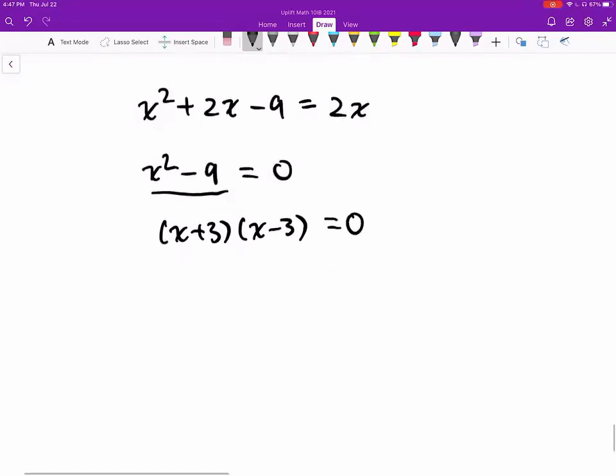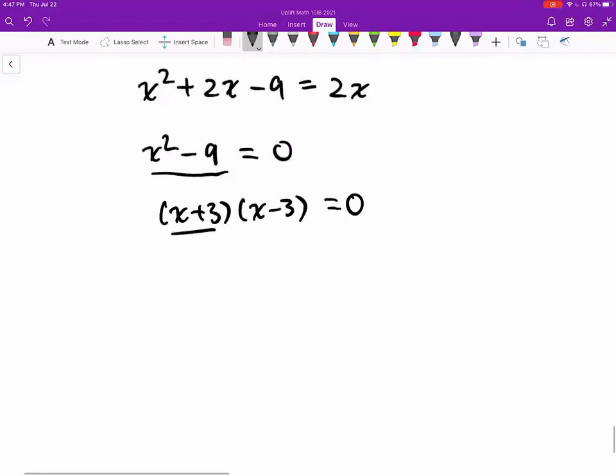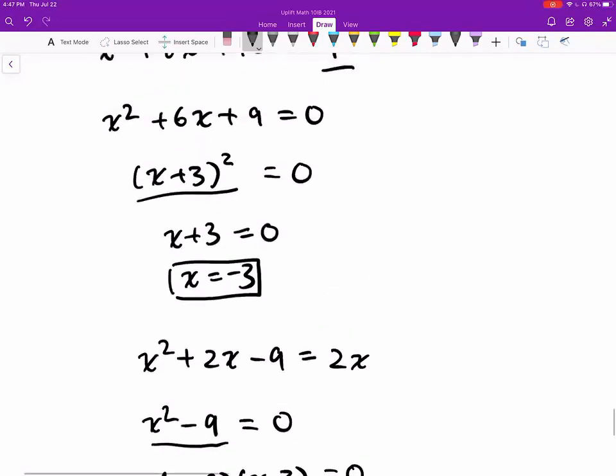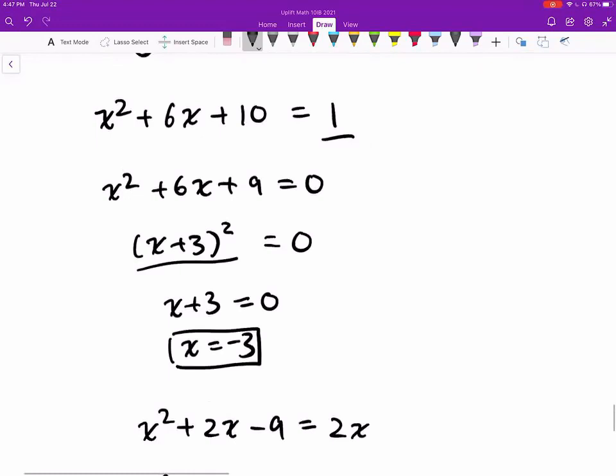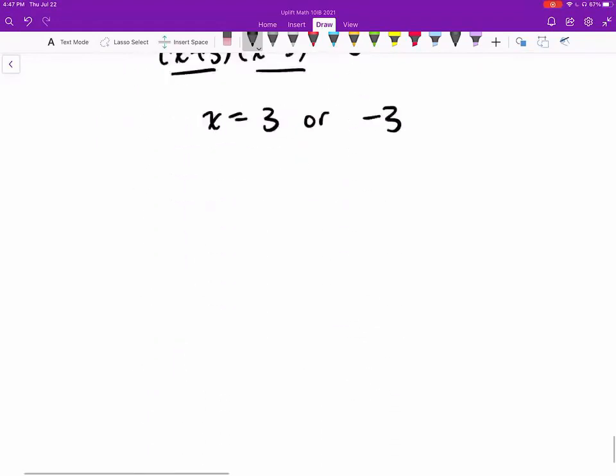And the only way that we can get 0 is if one of these binomials is a 0. So either x plus 3 is 0 or x minus 3 is 0. So the answer will be x equals 3 or -3. So I guess the main thing you want to know is that we always want to make the right-hand side 0 and then factor the left-hand side.